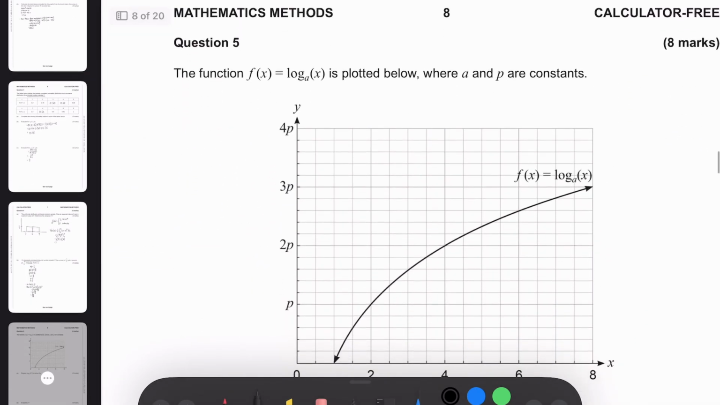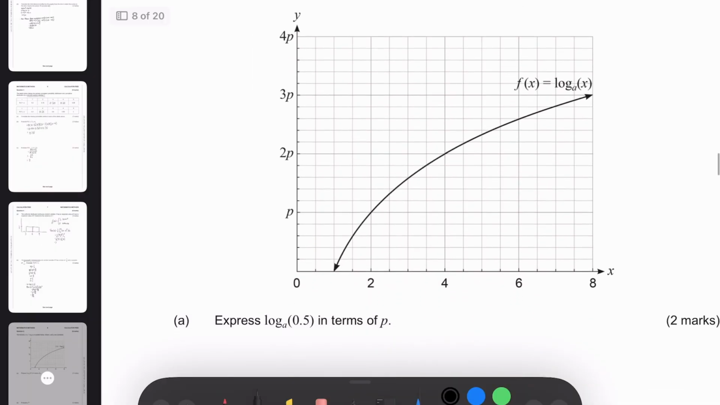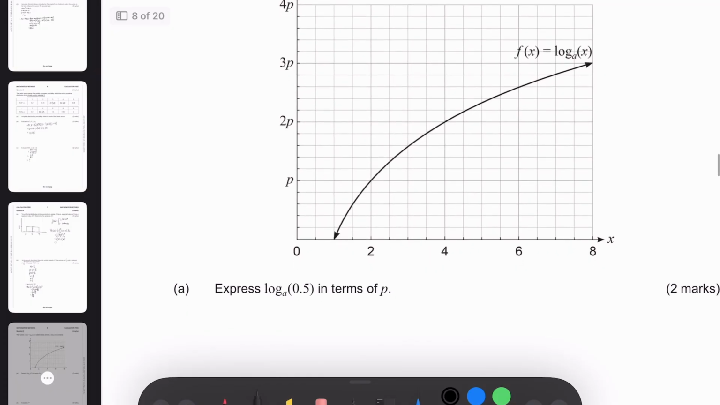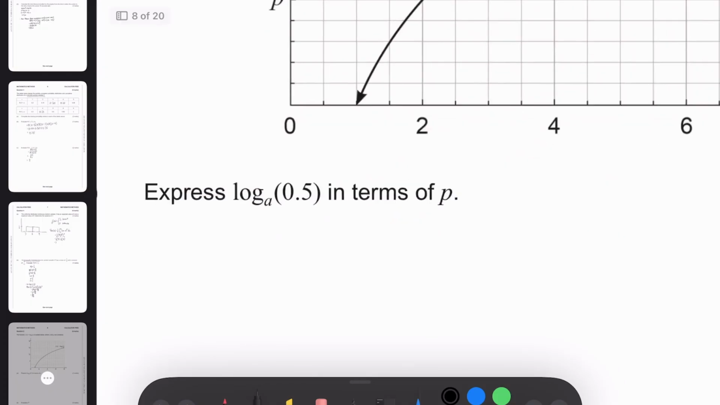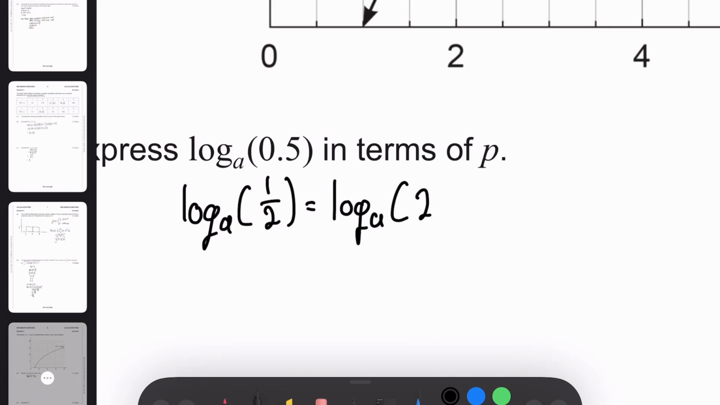The function f of x is equal to log a of x is plotted below, where a and p are constants. Express log a of 0.5 in terms of p. Okay. So 0.5 can also be written as 1 on 2. 1 on 2 can also be written as 2 to the negative 1, or log 2 minus, log 1 minus log 2.